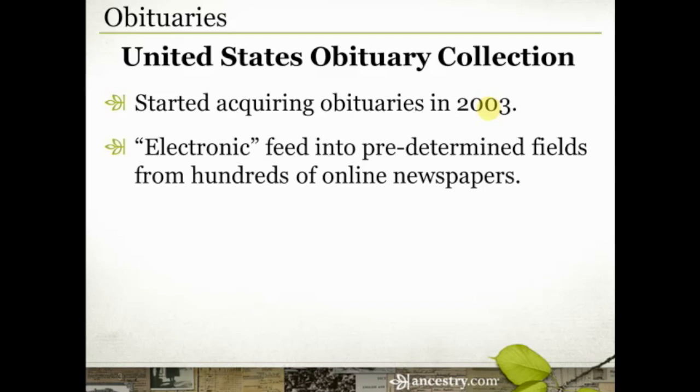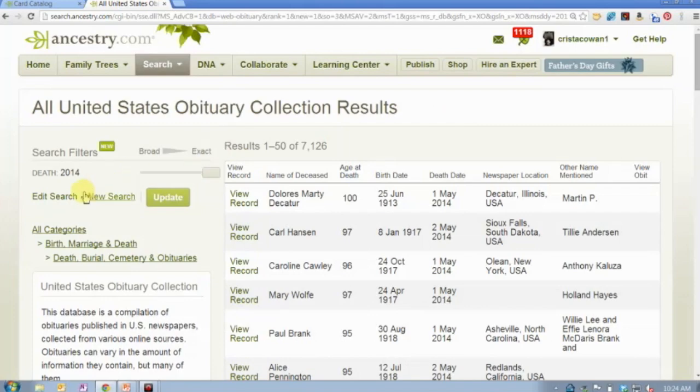I think I've mentioned this, but I just want to make sure that this is clear. Ancestry.com does not create this information. We do not have copies of the original obituaries. All we do is we get an electronic feed into a predetermined set of fields from hundreds of online newspapers every day. And so we plug that information into the appropriate fields, but we don't actually house or hold the original copy of the obituary.